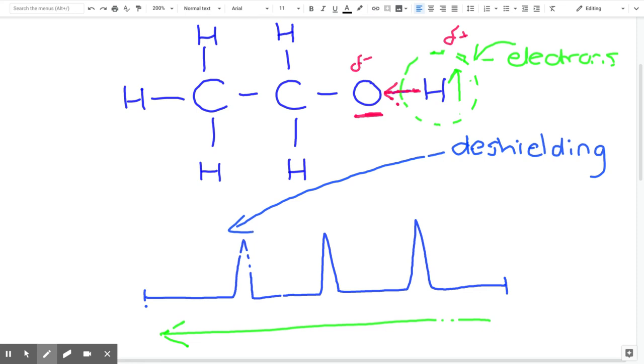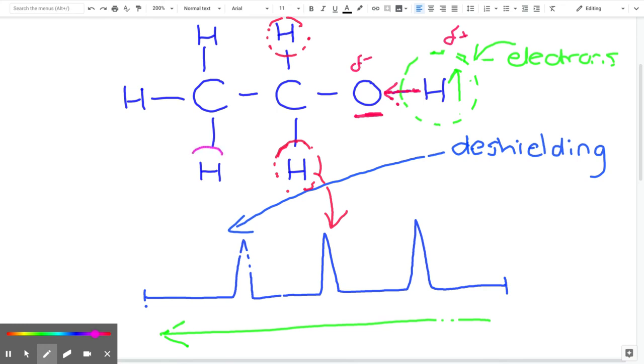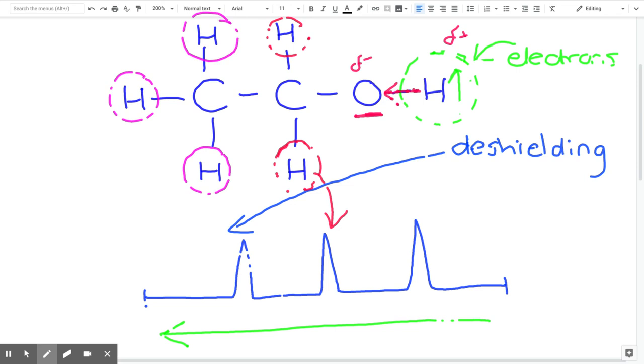As a result, the next set of de-shielded protons are probably these ones, which are again adjacent to the oxygen. So they are probably responsible for that peak. And the protons furthest from the electronegative atom are the ones which are not de-shielded. They are going to live towards the right-hand side of the spectrum.